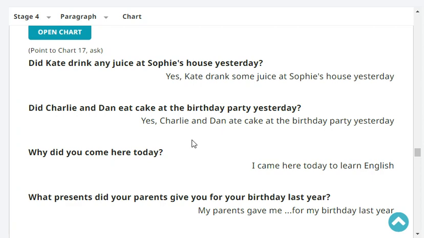What present did your parents give you for your birthday last year? What gift did your parents give you? A book, a shirt? My parents gave me a book for my birthday last year. Very good.